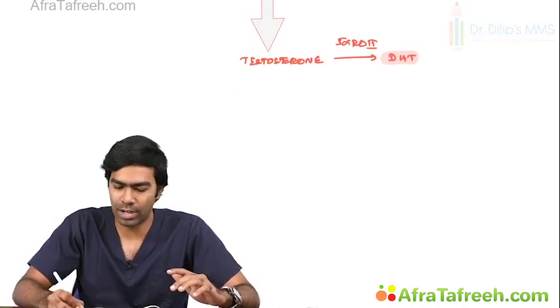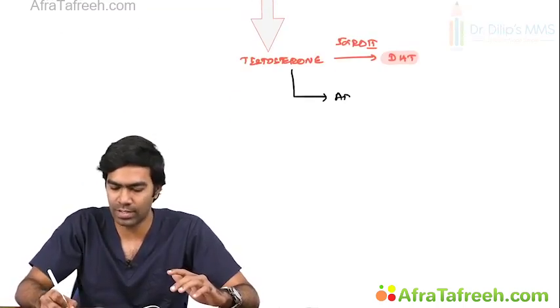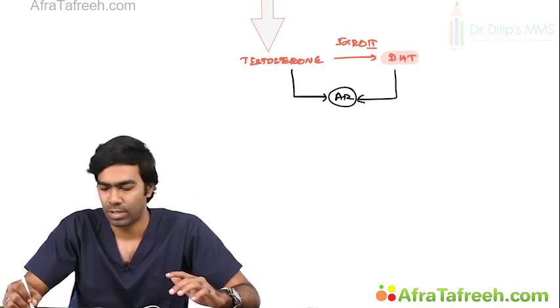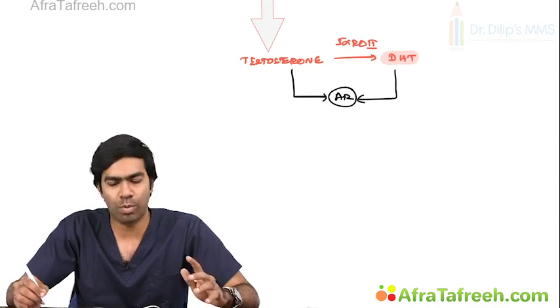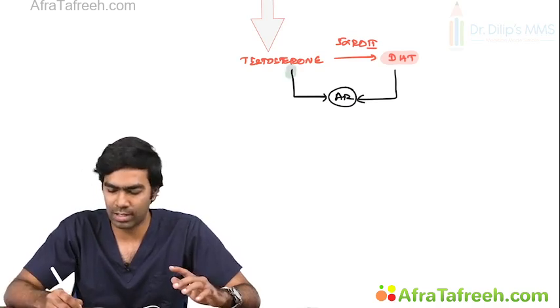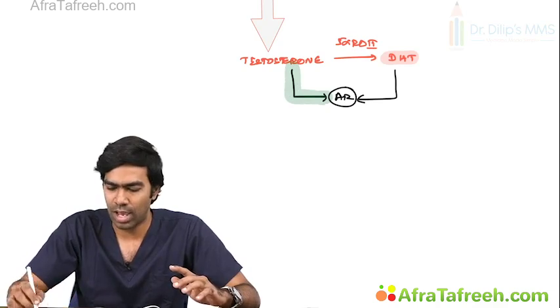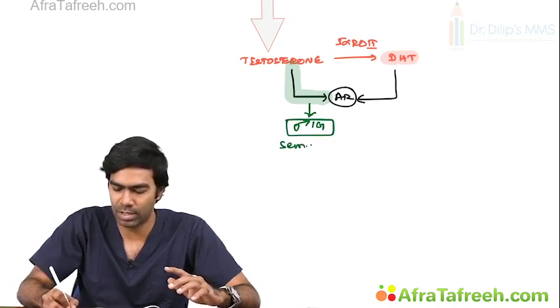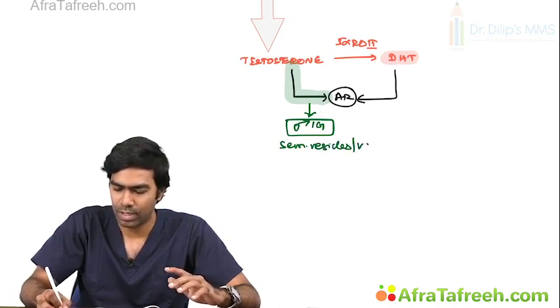What is the importance of this dihydrotestosterone? Because testosterone as well as dihydrotestosterone can both act on the androgen receptor. But one crucial point to note is that testosterone alone is enough to develop male type internal genitalia, which means to develop the seminal vesicles, vas deferens, and epididymis, you just need testosterone, nothing else.